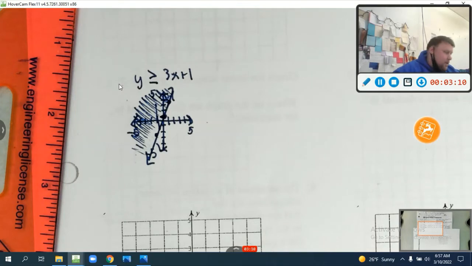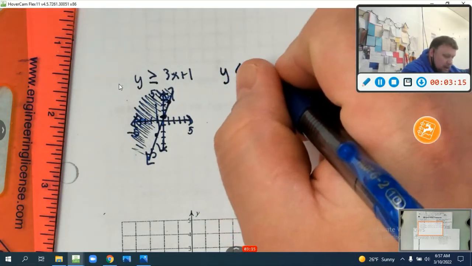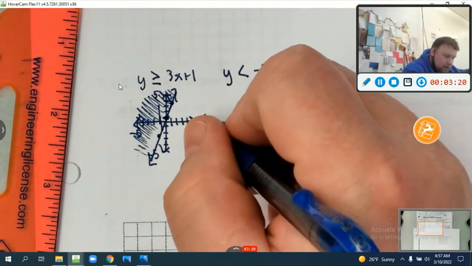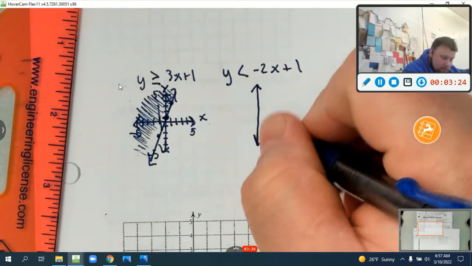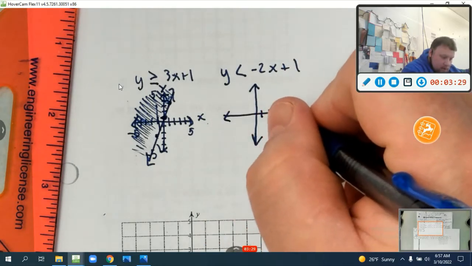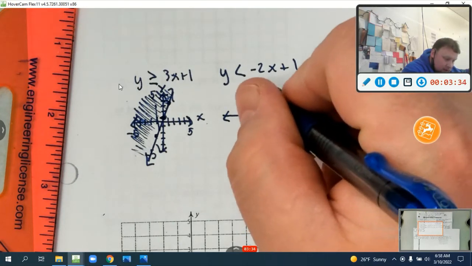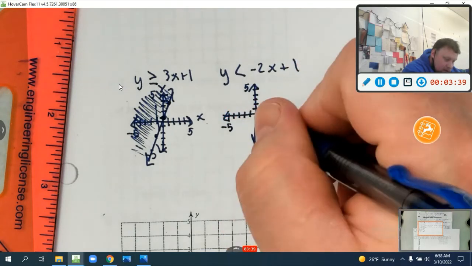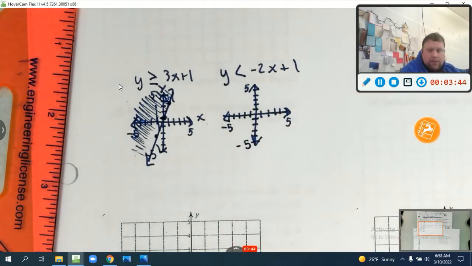Let's do one more example. We're going to do y is less than negative 2x plus 1. Again, just draw on it, and I probably should have labeled that x and y. Why not do it the right way, right? 2, 3, 4, 5. 1, 2, 3, 4, 5. 1, 2, 3, 4, negative 5. And 1, 2, 3, 4, negative 5. Okay, got that all labeled. Awesome.